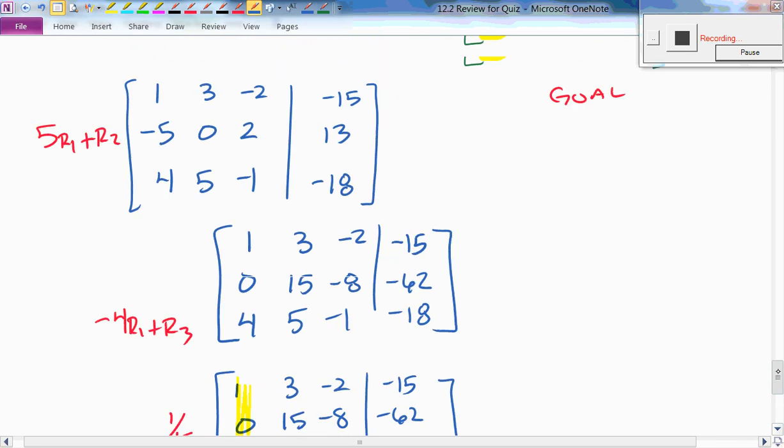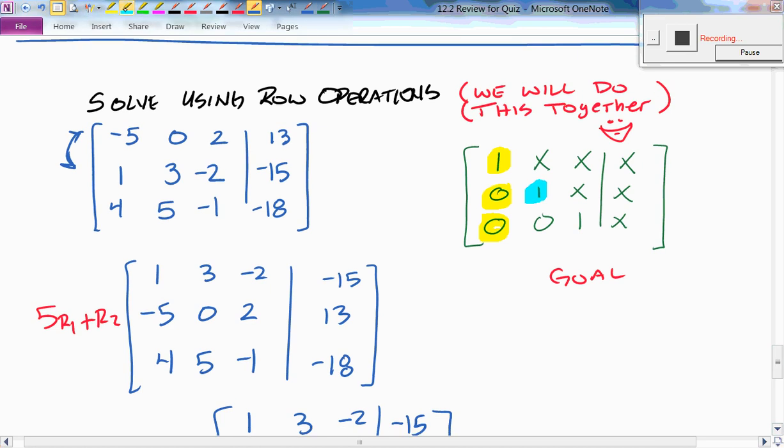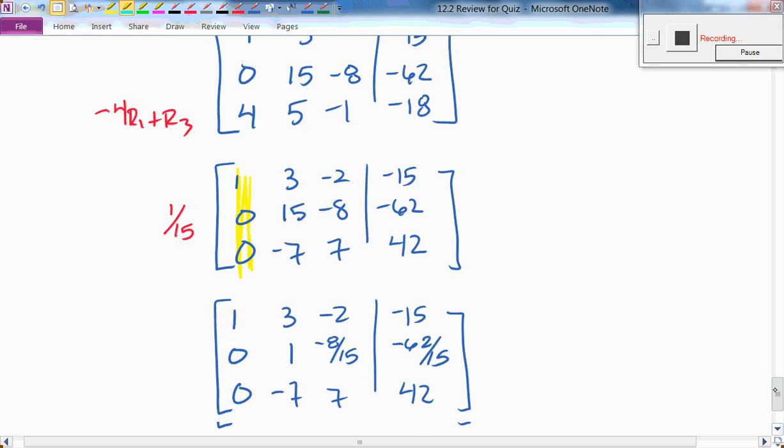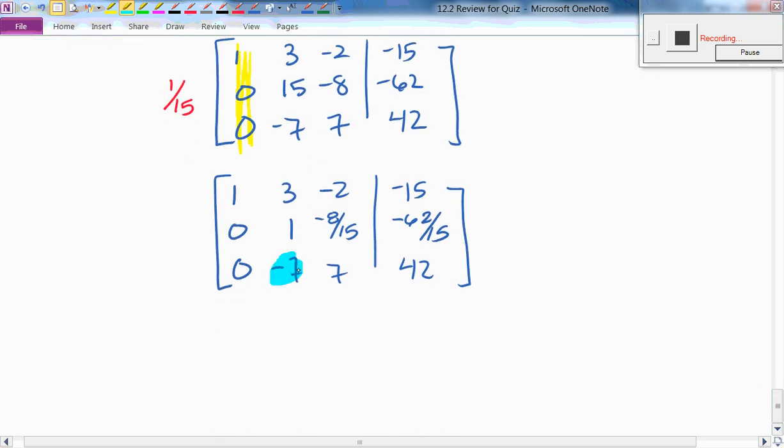Yes, very good. Okay, now here we go. Now that my 1 is taken care of there, what's the next thing I need? I need a 0 in this position. Okay, well, we're working towards this. How do I make this a 0? What do I do?